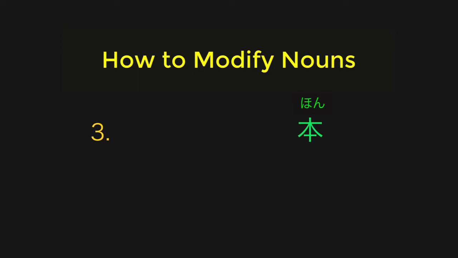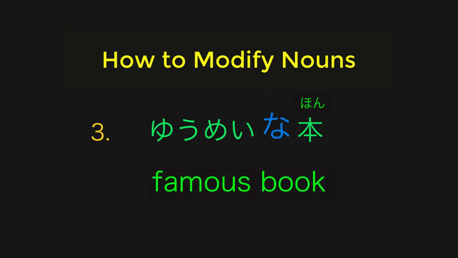The third way is to add an adjective in the na adjective group. Now these adjectives, unlike I adjectives, can end in anything. This one I'm using here, yumei, famous, does happen to end in an I, but it doesn't have to. Now, to link a na adjective with a noun, you have to use the particle na. So you get yumei na hon, a famous book. So those are the 3 ways that we're familiar with.